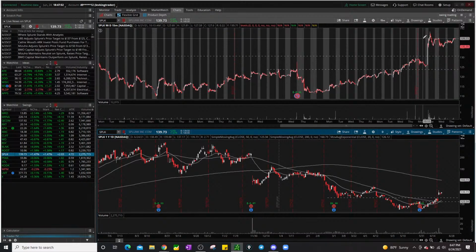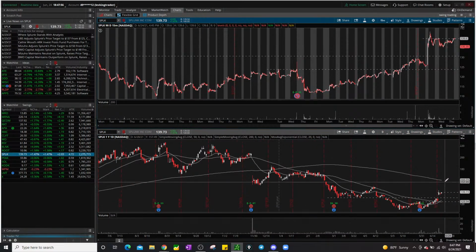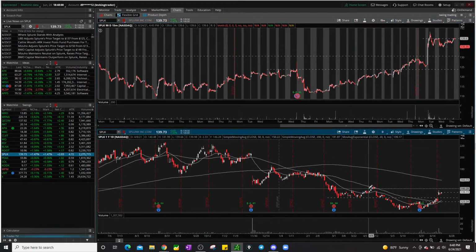SPLK came back to this breakdown level. Maybe it wants to go higher. So you have a little bit more room to fill the window, 146, and then here's another breakdown and window here coming in.